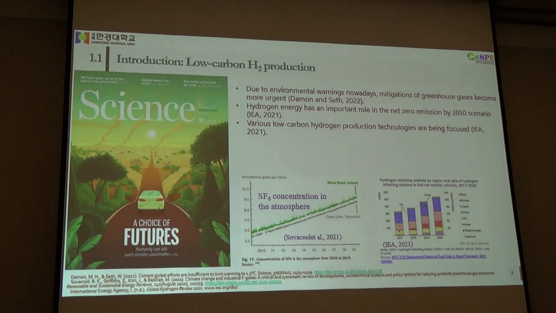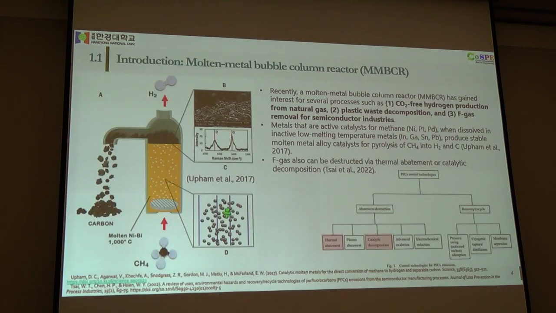As we know, due to global warming nowadays, the mitigation of greenhouse gases becomes more urgent, and people are also interested in hydrogen and net zero emission or lower CO2 energy sources. So that's why people are interested in the molten metal bubble column reactor.